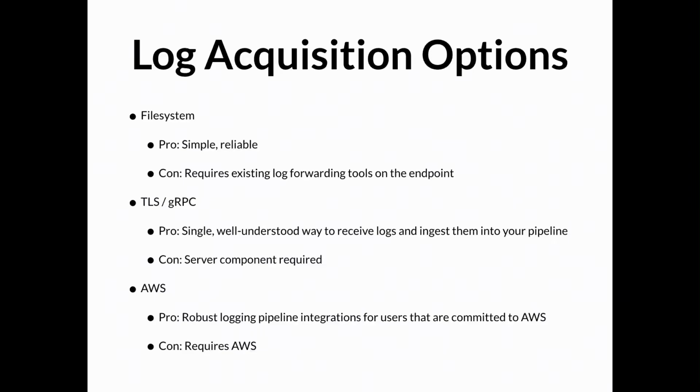Or there's also a set of plugins that are very tightly integrated into the AWS ecosystem. Pros and cons of all of those. AWS is cool. Con: requires AWS. TLS and gRPC are cool, and you're likely getting this for free if you're already using a TLS server to manage OSQuery. And with the file system, it's simple and reliable, but sometimes it's annoying to have to configure an additional log forwarder if you don't already have one of those. So keep that in mind.